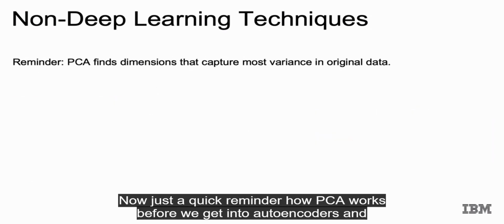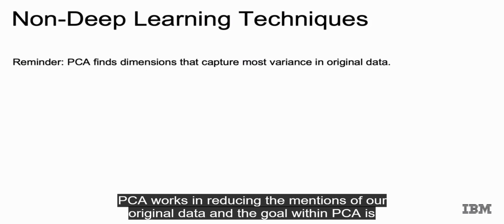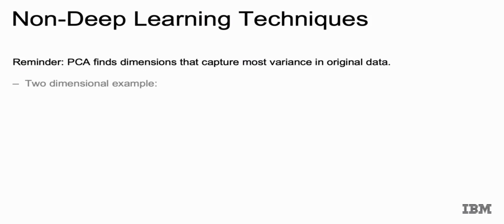Now, just a quick reminder how PCA works before we get into autoencoders and to motivate autoencoders. PCA works in reducing dimensions of our original data, and the goal within PCA is to find the dimensions that capture the most variance from our original data.